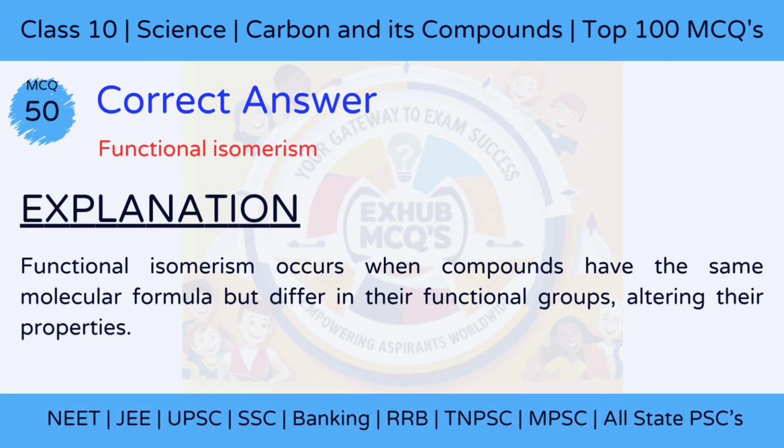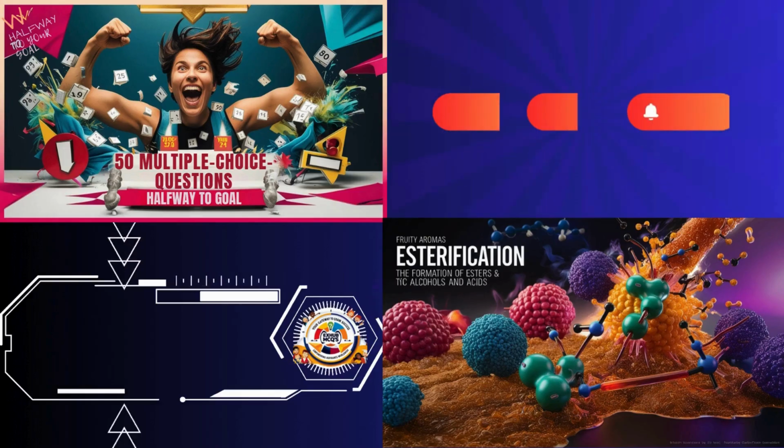The correct answer is option B, functional isomerism. Explanation. Functional isomerism occurs when compounds have the same molecular formula but differ in their functional groups, leading to distinct chemical properties.